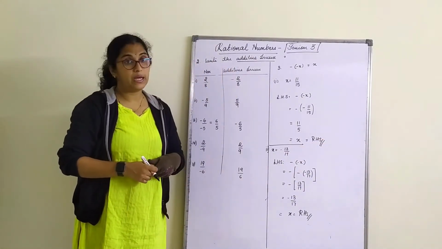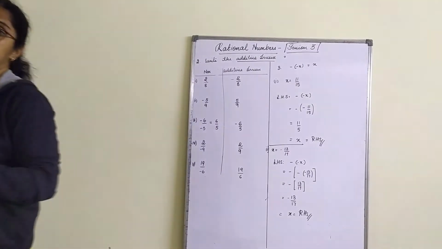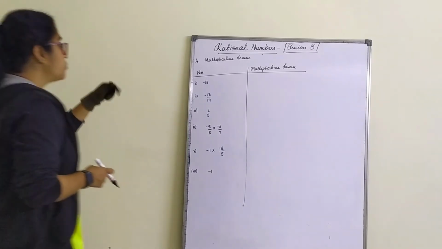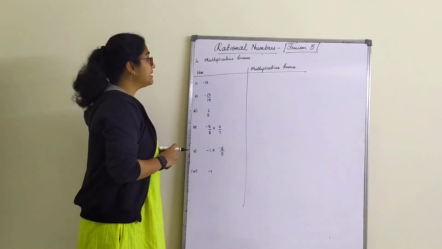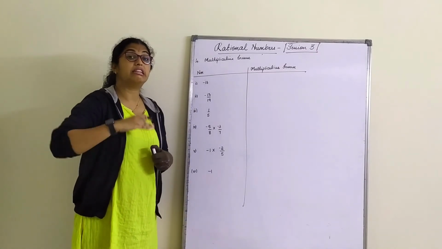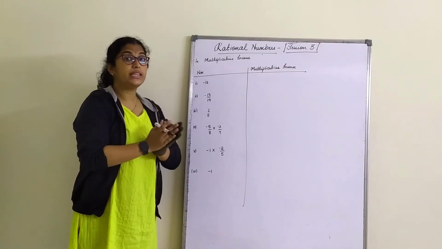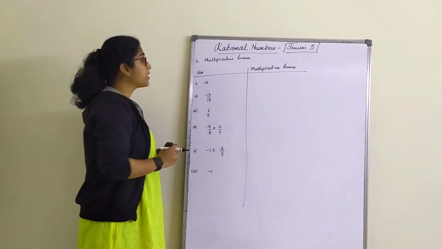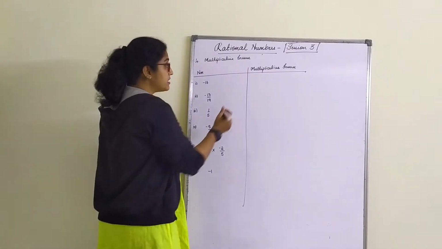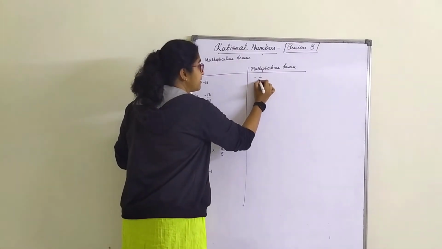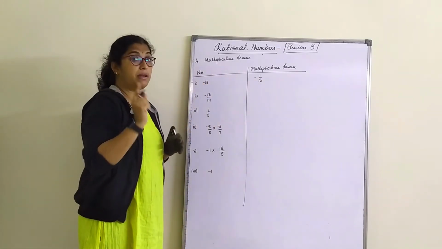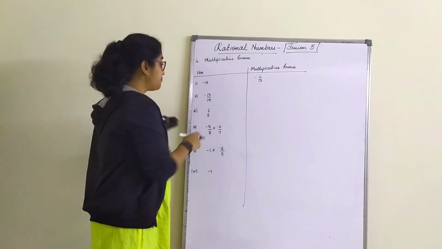So I want you all to copy down these two sums. We'll start with the next one, the fourth main, multiplicative inverse. To remind you all, multiplicative inverse is nothing but the reciprocal of the number with the same sign of the number. So, minus 13 is the given number. Its multiplicative inverse is minus 1 by 13. Because minus 1 by 13 into minus 13 is plus 1. You need to get plus 1 always.